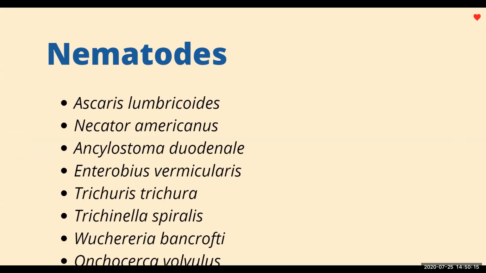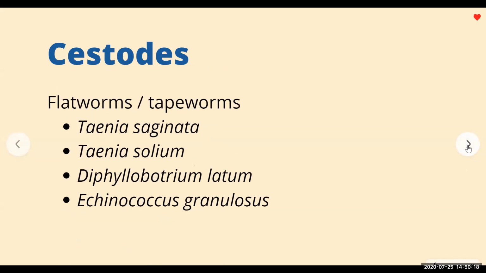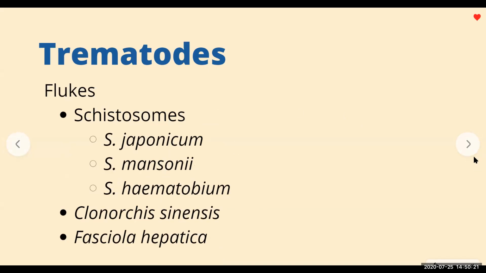Then we go to the next, your trematodes. Trematodes are your flukes. They are flatworms, but they are flukes. Your schistosomes and your Clonorchis sinensis. I have a note for that. That is your trematodes. So, schistosomes come in 3 species: your Japonicum, your Mansoni, and your Hematobium.